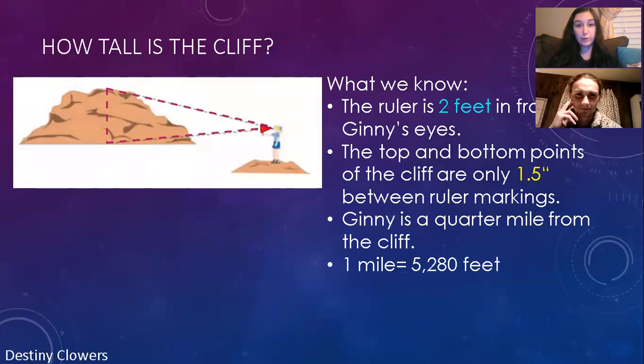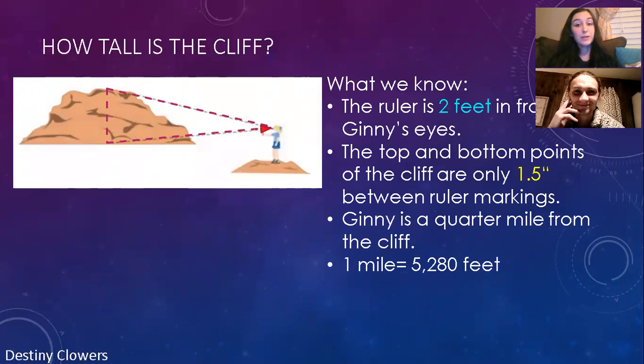So here's what we know from the problem that was given to us on last week's homework. The ruler is 2 feet in front of Jenny's eyes. So that's what this triangle right here represents. She's holding the ruler right here, and it's 2 feet in front of her eyes. The next thing we know is the top and the bottom points of the cliff are only 1.5 inches between ruler markings. So when she's looking at this cliff through her ruler, it's only 1.5 inches tall.